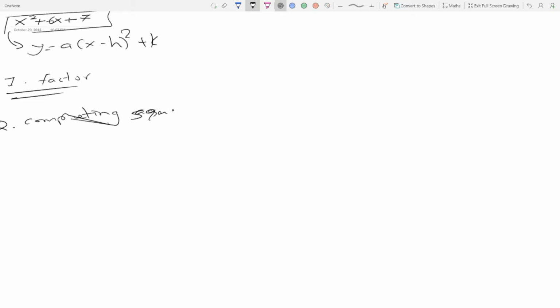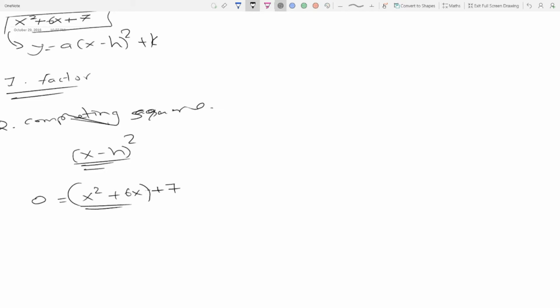Completing the square, right? We want a format where it has (x minus h) squared. How do we do that? How do we make it into a perfect square, right? We look at the numbers. So x squared plus 6x plus 7. A simple way to find out what number you need here to make this a perfect square: this 2 will remain, we can't change that. So what we need to do is change the back part to make it a perfect square.